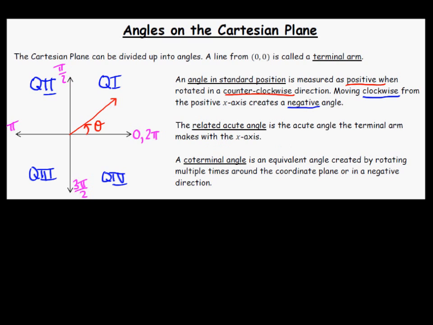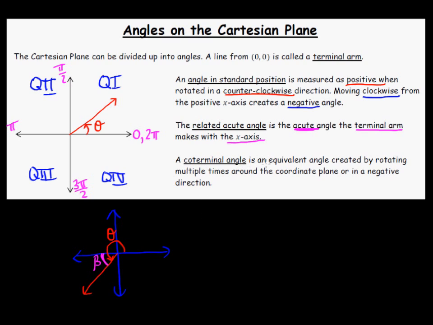The related acute angle is the acute angle that the terminal arm makes with the x-axis. Let's say here's our Cartesian plane, and I draw a terminal arm here, meaning that my principal angle has been rotated around here. Then the related acute angle is the angle the terminal arm makes with the x-axis. That would be this angle here. Notice that it's always going to be an acute angle, so it's the closest x-axis that we're looking at here. That would be our related acute angle, which is often given the Greek letter beta.